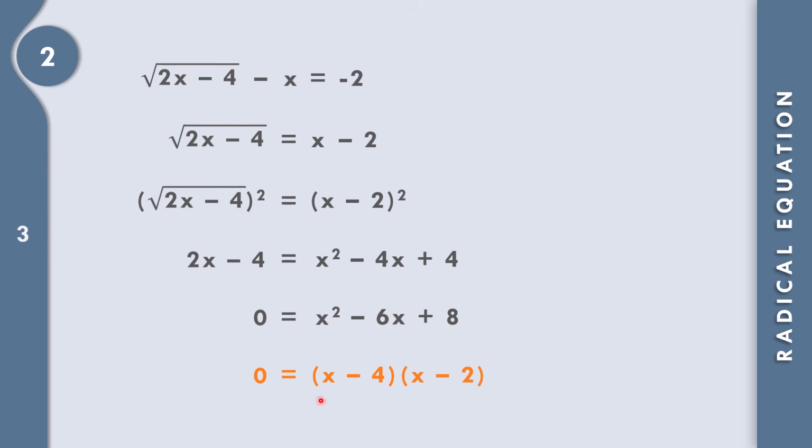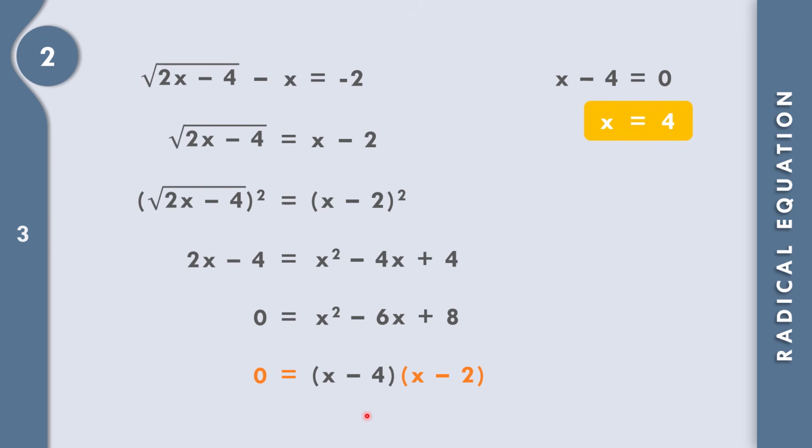To solve for the value of x, 0 is equal to x minus 4. It is also equal to x minus 4 equals 0. So let us solve for the value of x. Change the sign of negative 4, that becomes positive 4. So x is equal to 4.